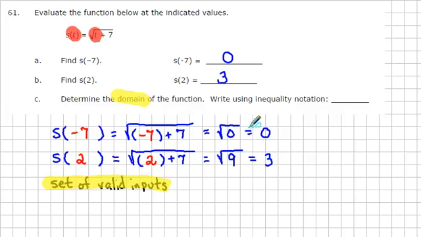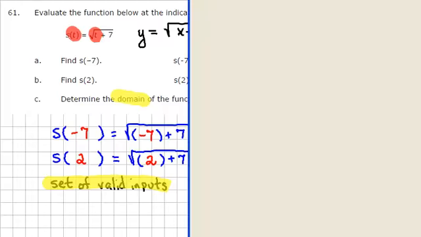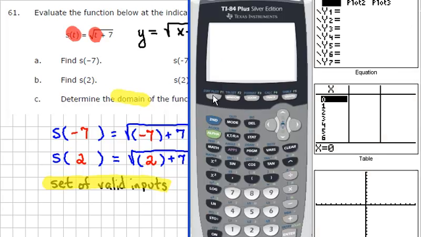So to illustrate this, let's use our calculator. On the calculator, for s of t, we'll use y, and for the t, we'll use x. So on the calculator, we'll investigate y is equal to the square root of x plus 7. So first of all, go to y equals and enter the formula y is equal to the square root of x plus 7.